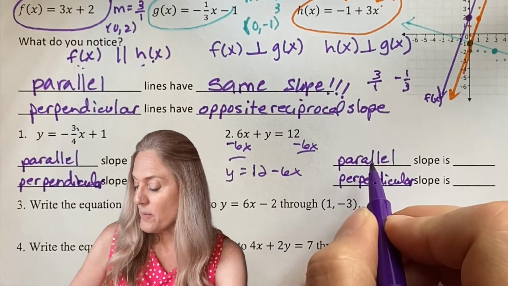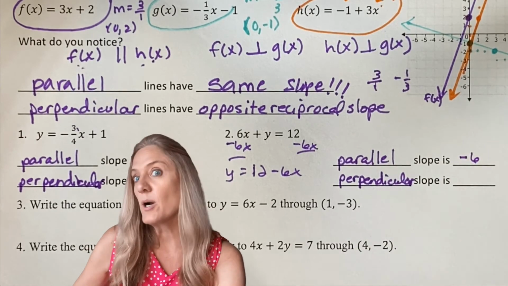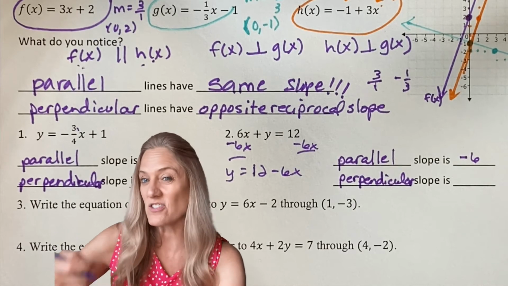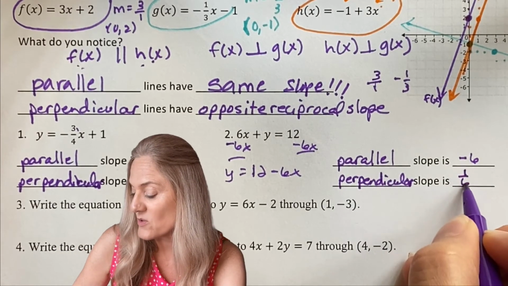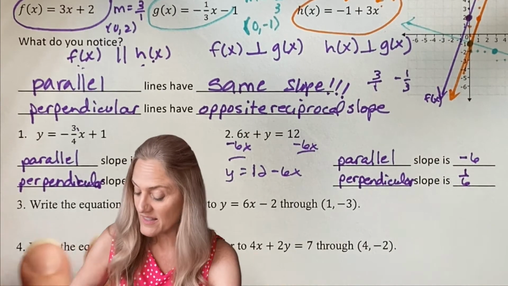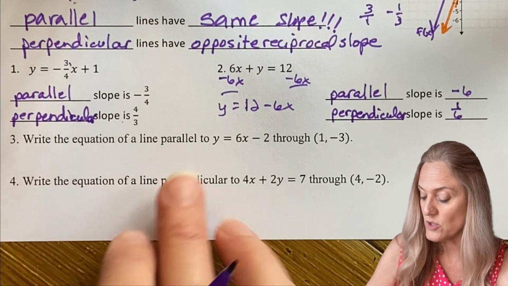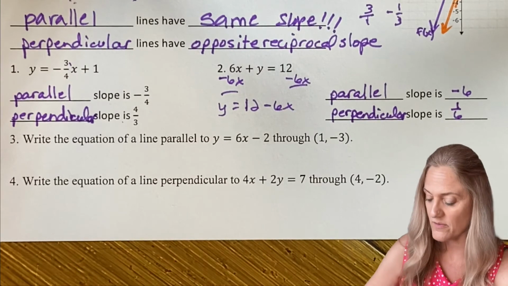I know that you know that parallel slope is the exact same slope, so it's negative 6, but then perpendicular, 6/1, I'm gonna flip it, so 1/6, and change the sign, so instead of negative, it's now positive. So perpendicular slope is 1/6. Another way that we might encounter this problem is this next example on 3. Write the equation of the line parallel to y equals 6x minus 2 through the point 1, negative 3.